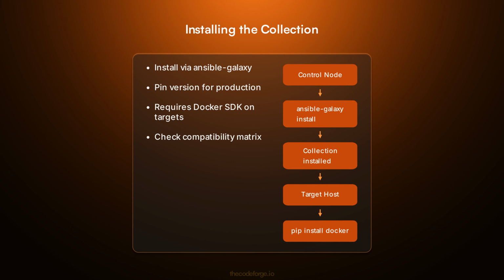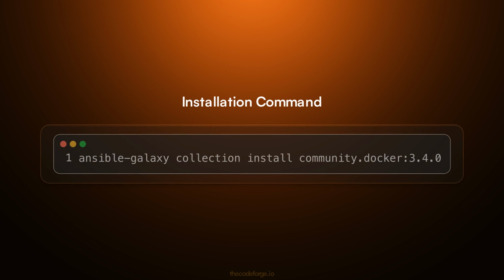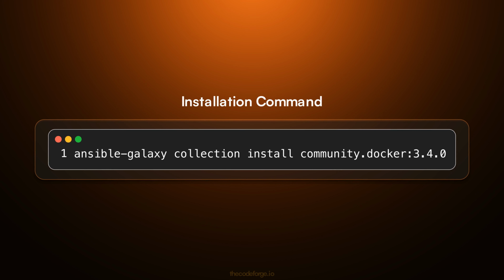First, install the community.docker collection using Ansible Galaxy. Always pin the version for production to avoid unexpected changes. On target hosts, you need the Docker Python software development kit. Let's look at the installation command. This command installs version 3.4.0 of the community.docker collection. In production, always specify the version to ensure consistency across your infrastructure.